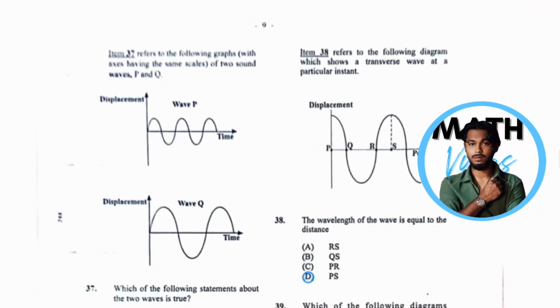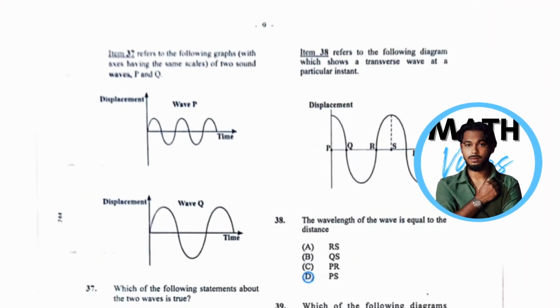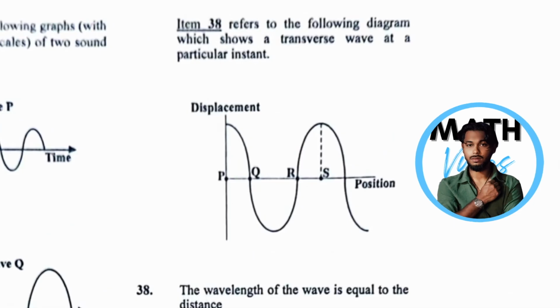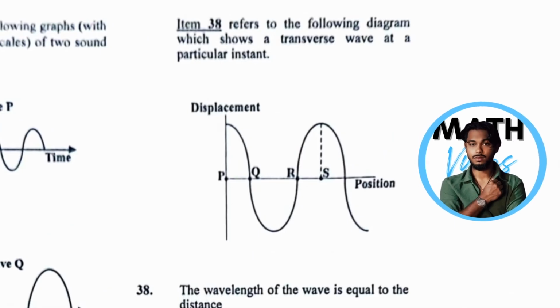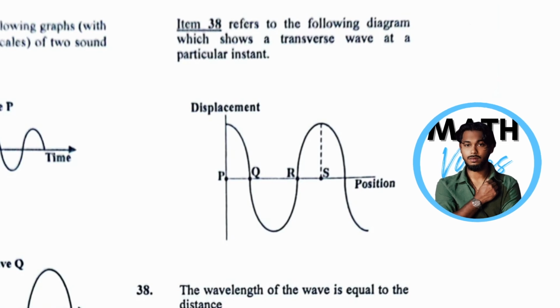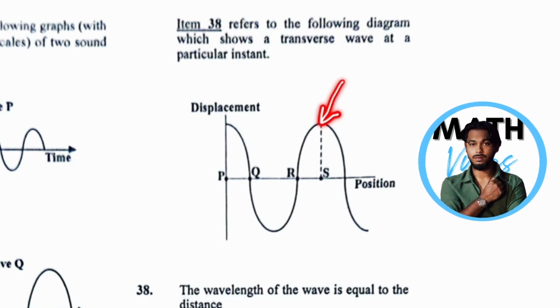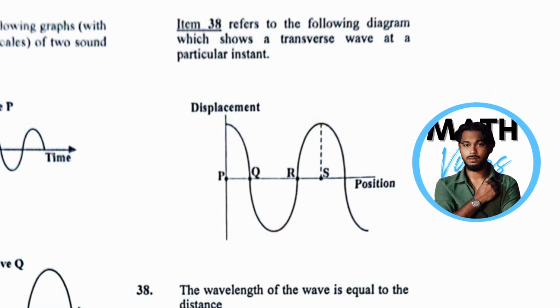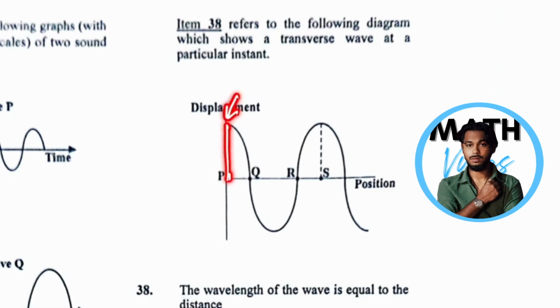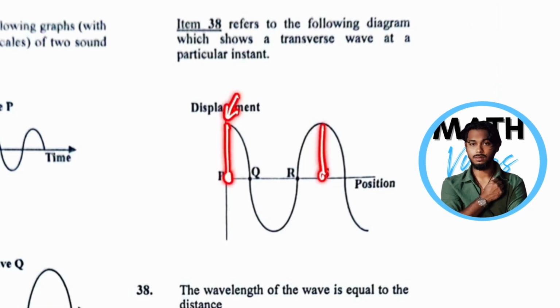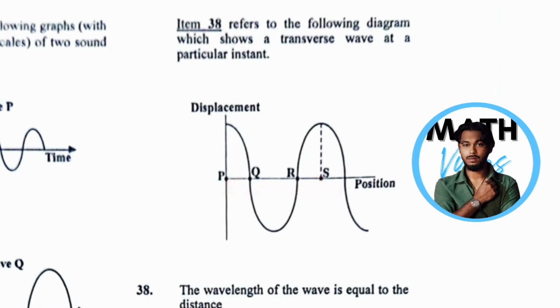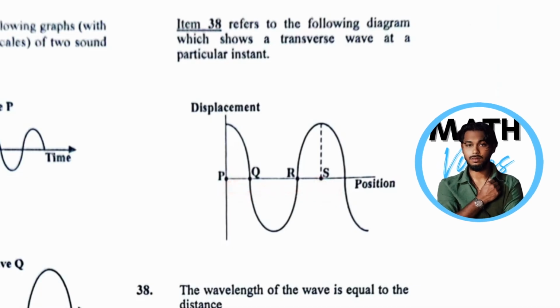38. The wavelength of the wave is equal to the distance. Recall that if I want to find wavelength, it's always the distance between two successive troughs or two successive crests. What exactly is a crest? A crest refers to the top point of a graph, and a trough corresponds to the lowest point of a graph. So this over here would correspond to a crest, that's point P, and this would correspond to a crest. So the wavelength would be P to S, because that's the distance between two successive crests.